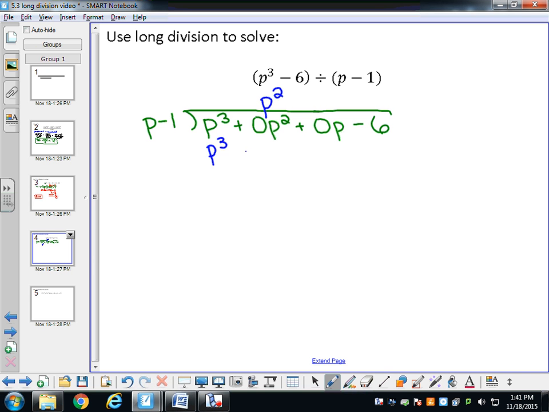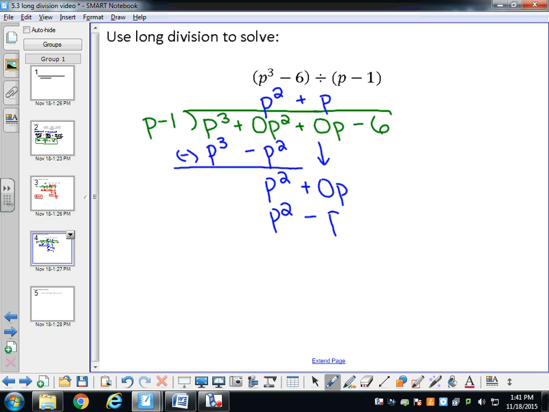So I get p cubed minus p squared. And I subtract that. 0 minus a negative 1 is simply p squared. Bring down plus 0p. P has to get multiplied by what to get rid of p squared? That would just be plus p. Multiply your p throughout. So I get p squared minus p. Subtract that. I end up with 1p. Bring down your minus 6.